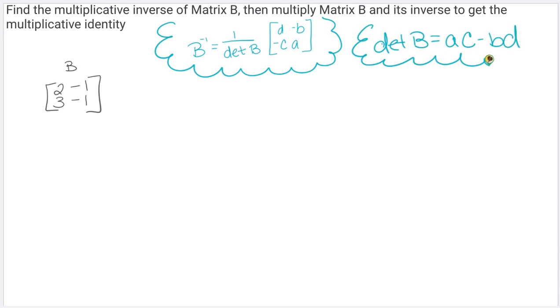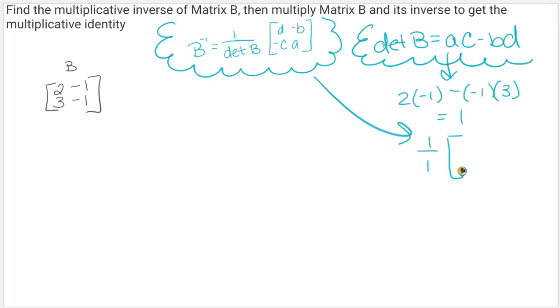So, here we would get 2 times negative 1 minus negative 1 times 3, and we would end up with 1. So here our inverse matrix would be 1 over 1 times, and then if we plug in the different values for this formula, we would end up with negative 1, 1, negative 3, and 2.